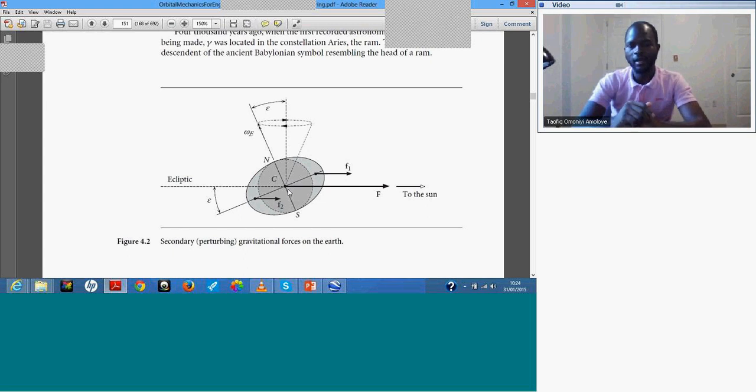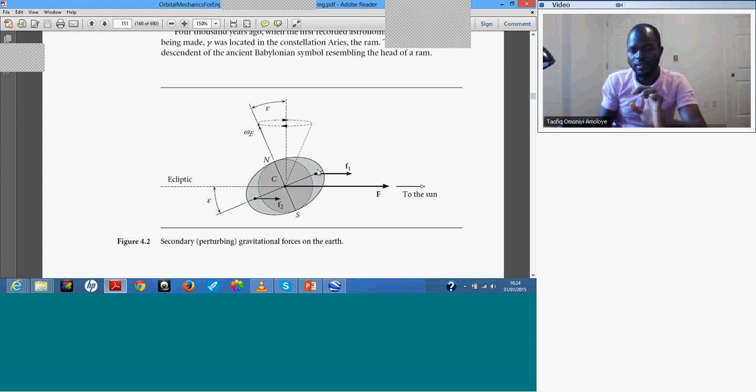And what this means then is that the region of mass over here is closer to the sun than the region of mass over there, at the instant in time that we are looking at.